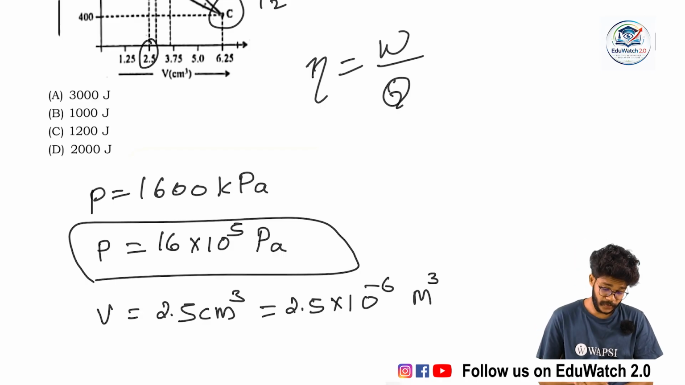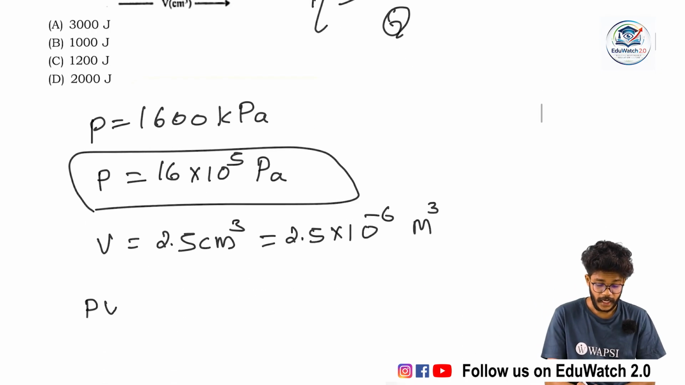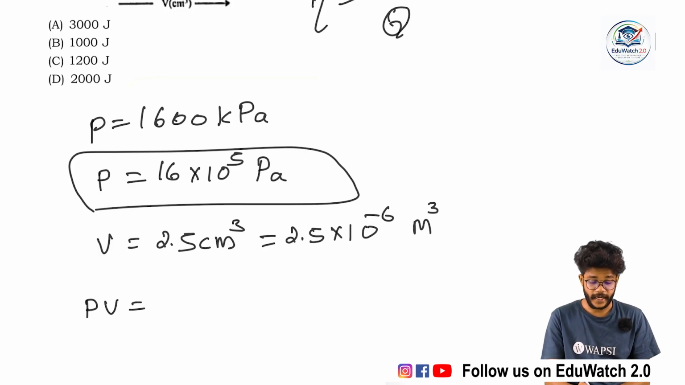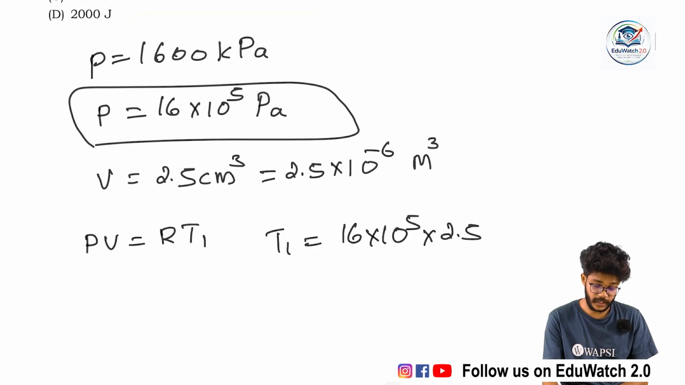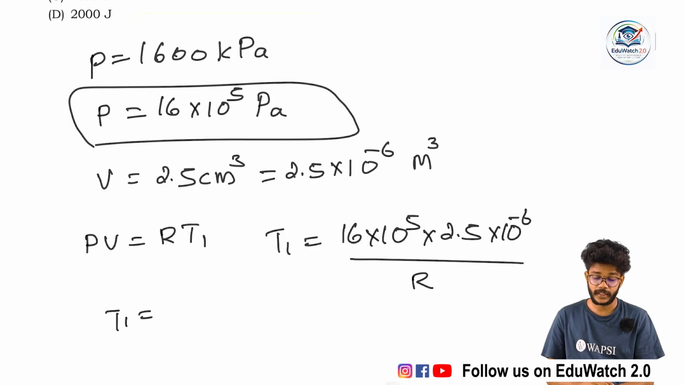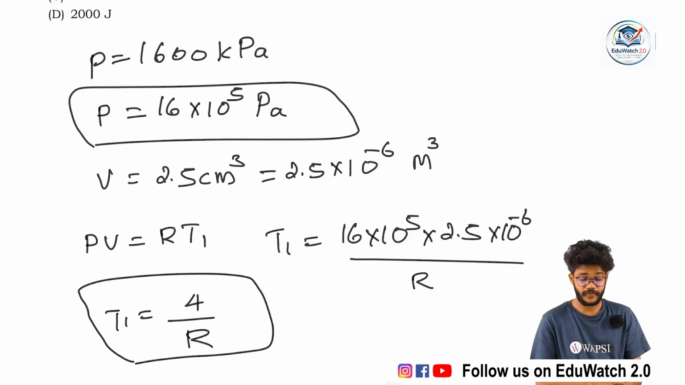Okay, so just multiply this PV. PV is equal to nRT, and n is 1 mole because inside the question n is given as 1. So n is 1 and RT1. So T1 is equal to PV, which is 16 into 10 raised to 5 multiplied by 2.5 into 10 raised to minus 6, divided by R. 16 into 2.5 is 32 plus 8 is 40. 40 into 10 raised to minus 1 is 4. So T1 is 4 by R.